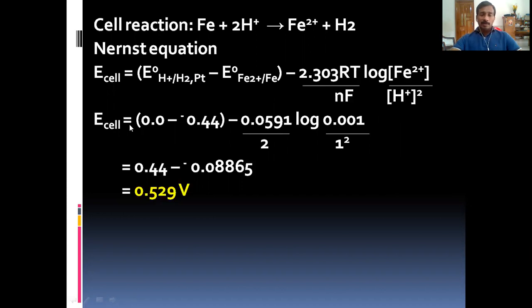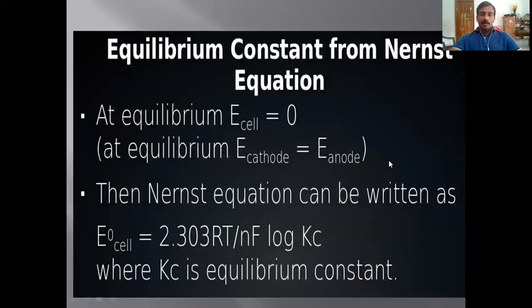Now substitute the values. E cell is equal to 0 minus (minus 0.44) minus 0.059 by 2, temperature is 298 Kelvin, log 0.001 by 1 squared. That is equal to 0.44 minus (minus 0.08865), so it will be positive, equal to 0.529 volt. I think now it is clear. Now we can go to the next topic, that is equilibrium constant from the Nernst equation.